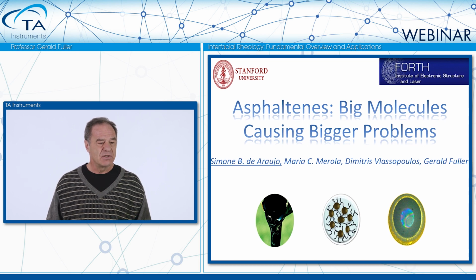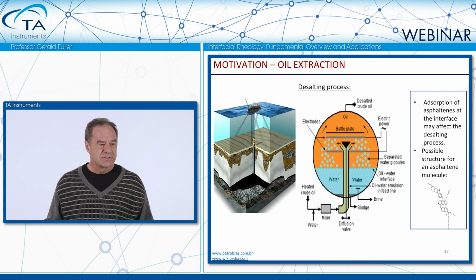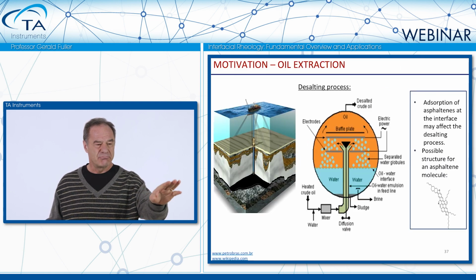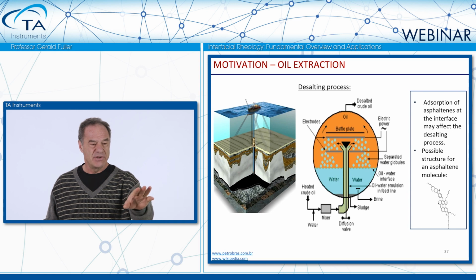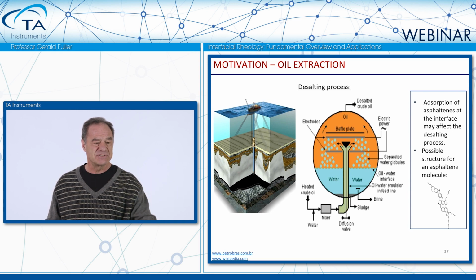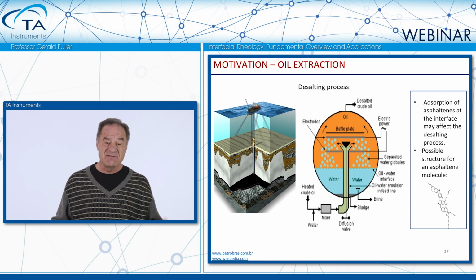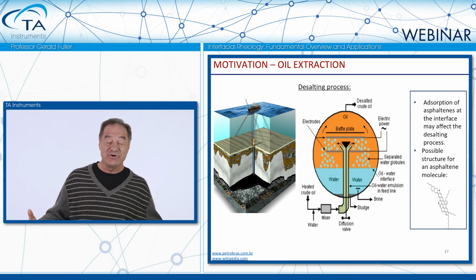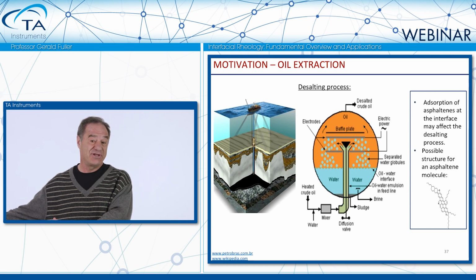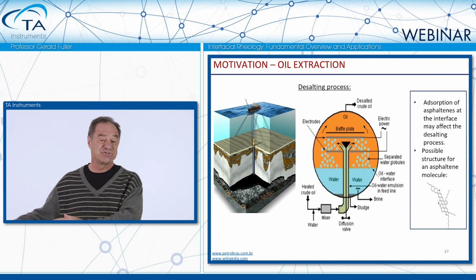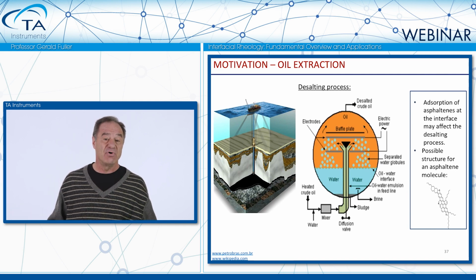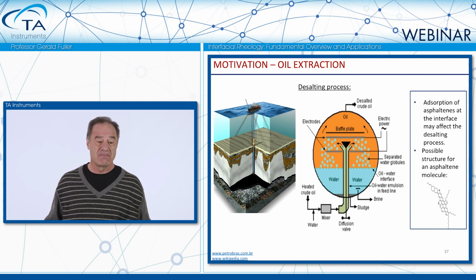So let's look at how this occurs. It's a problem in production on the left, and in refining. This schematic here is something called the desalter. It's the very first unit operation that you'll encounter in a refinery, and its job is to remove salt from the oil that's coming into the refinery.